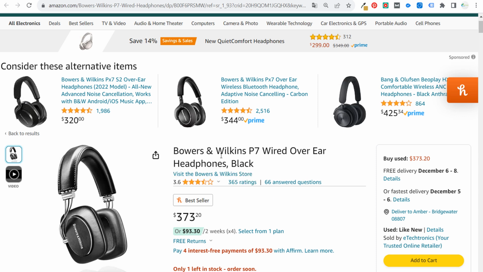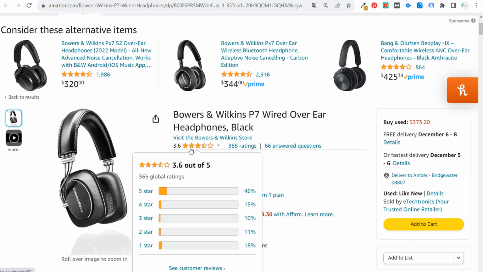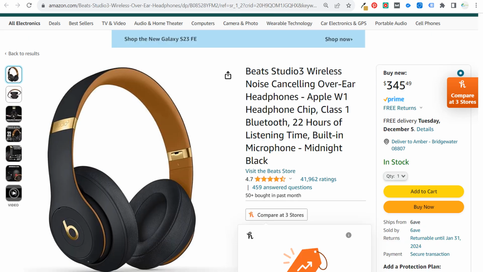Now here's a third product I found, and this is a different brand, Bowers & Wilkins. I don't really know the brand well, but they have buy used for $373, and they have 3.6 stars out of 5, 365 ratings. So why would somebody purchase this over one of these other two options when the pricing is really the same, and when you're looking at these reviews over here?